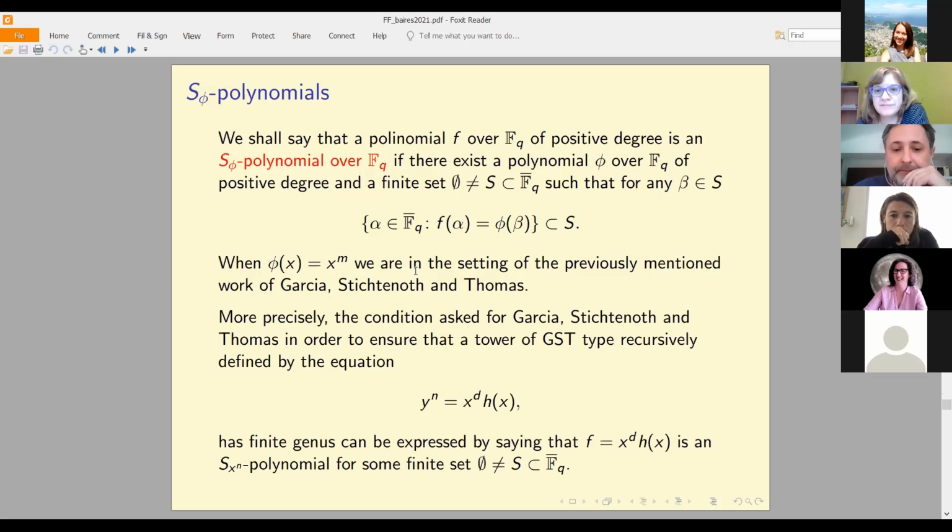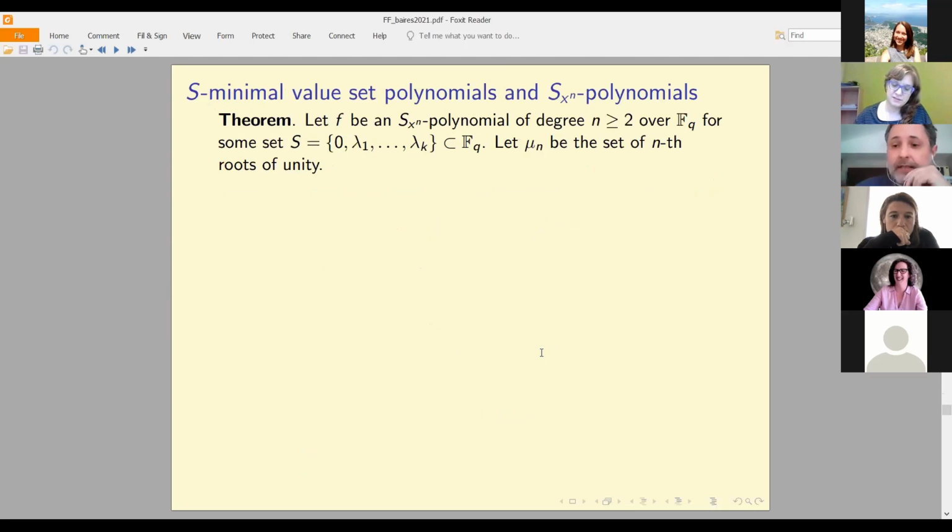So in this language, what you're asking in order to have finite genus in a tower is that you have this polynomial, and you want it to be an S x-to-the-n polynomial in the sense of these definitions, right? So this is the result linking the behavior of minimal value set polynomials with the condition asked by Garcia, Stichtenoth, and Thomas. Suppose you have an S x-to-the-n polynomial of degree n at least 2 over F_q for some set S in F_q.